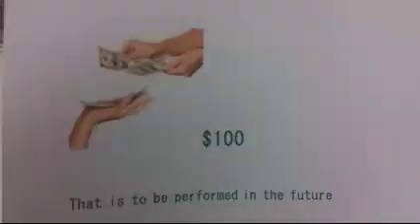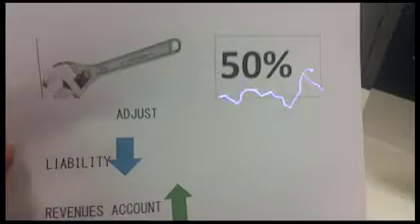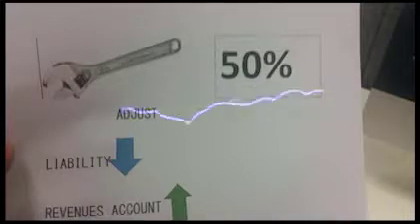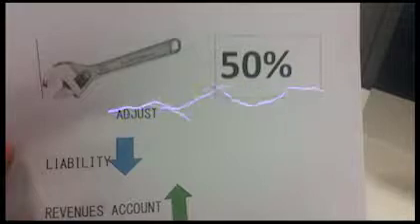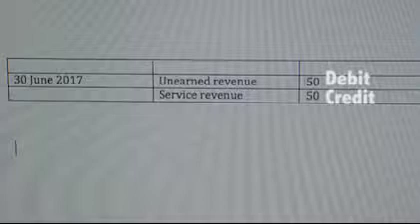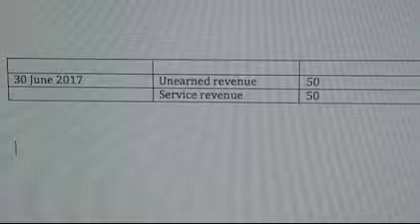In the next example, Susan receives $100 from a client for a service that's to be performed in the future. At the end of the accounting period, Susan has only performed half of the service. Since only half of the service was performed, we adjust the amount accordingly to only half. Hence, we debit unearned revenue and credit service revenue, where 50% of 100 is $50.